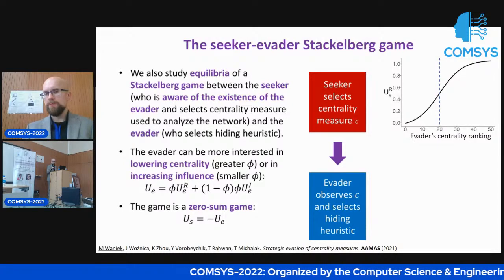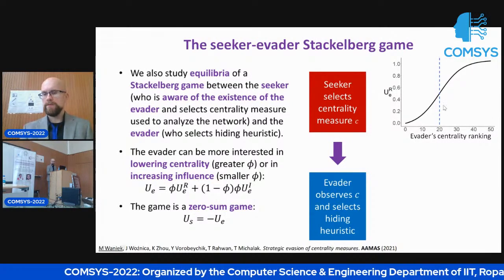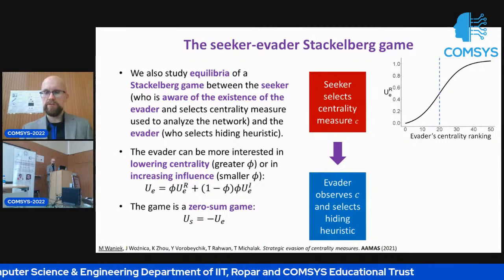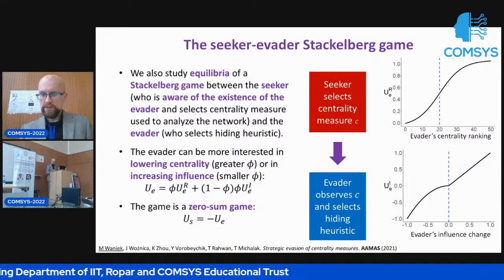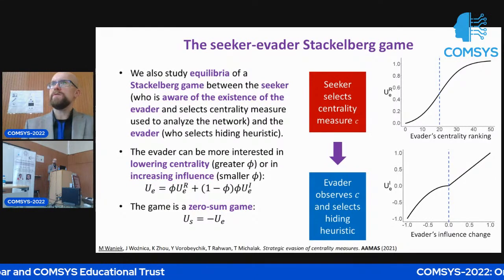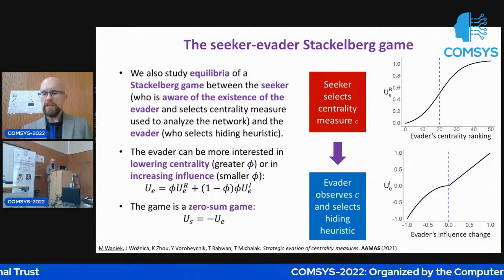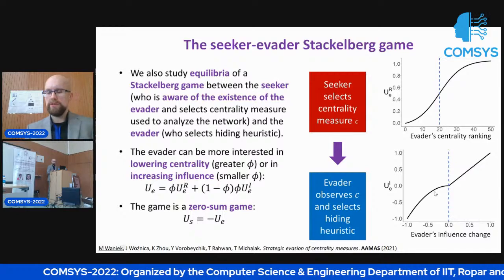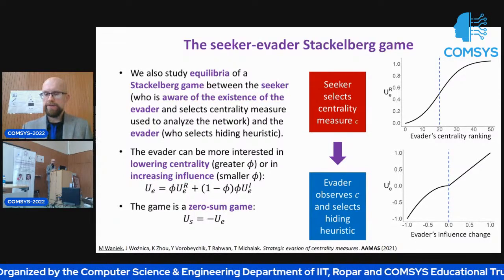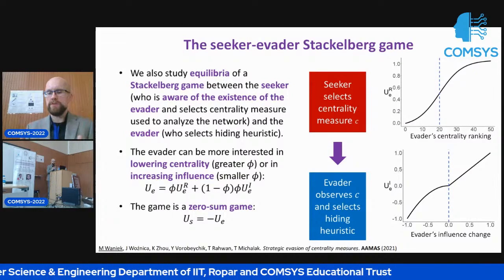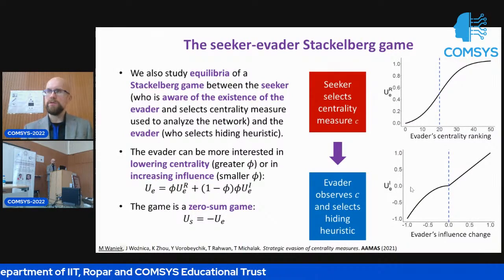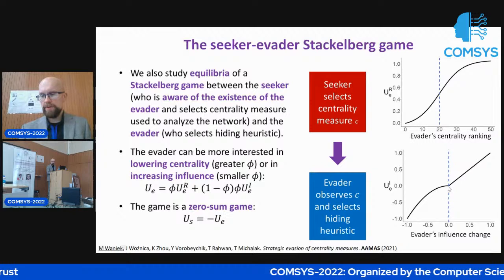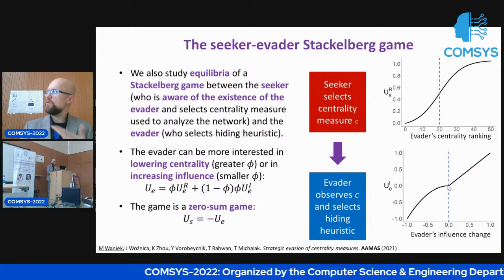But when it's much lower than this particular position, they gain kind of decreasing utility from it. We'll also assume that the evader gets some utility from the change of influence in this game. So on the x-axis we have the evader's influence change. If it's zero, so if the influence of the evader remains the same, the utility is also zero, so they are completely satisfied with staying at the same influence level. They are happy with sacrificing some of their influence to be more safe.